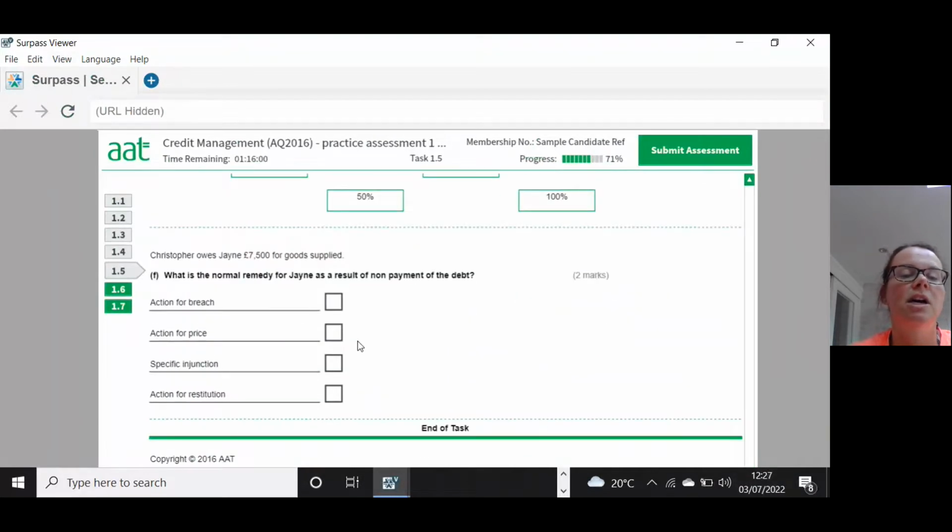And the last one on this task, Christopher owes Jane $7,500 for goods supplied. What is the normal remedy for Jane as a result of non-payment of the debt? So the main one that we'd always use would be action for the price, which is where the court orders you to make the payment.